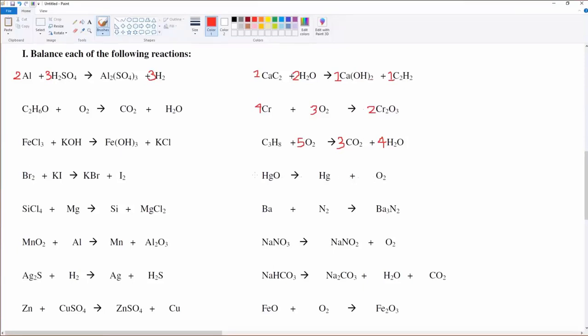Good, I've got two oxygens here, so I'm going to need a 2 in front of my HgO, which means I'm going to need a 2 in front of the Hg. Excellent. All right, what about this guy?